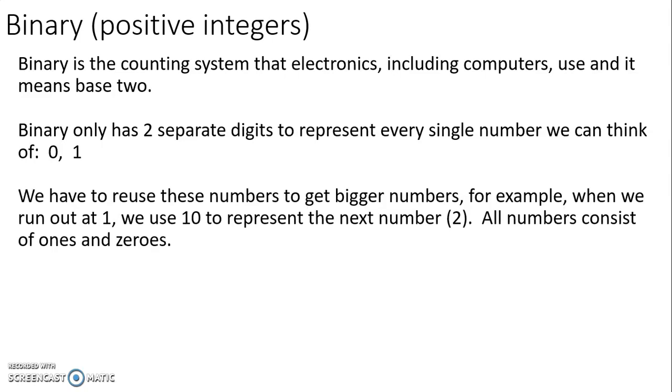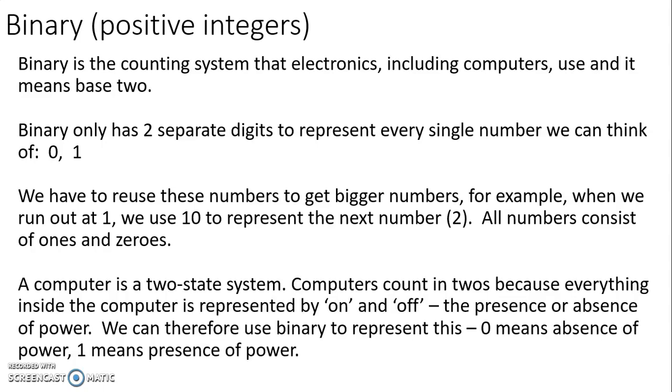So we have to reuse these numbers to get bigger numbers. For example, when we run out at 1, we use 10 to represent the next number. Now 10 in binary is actually the number 2 in denary. All numbers consist of 1s and 0s.